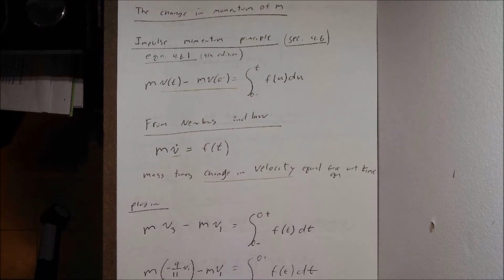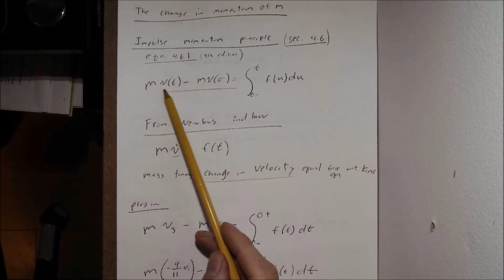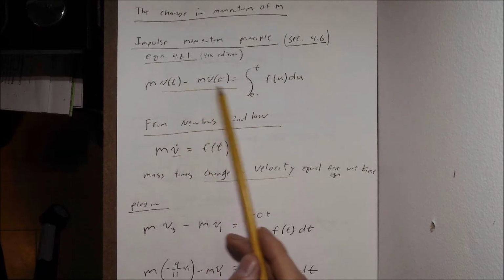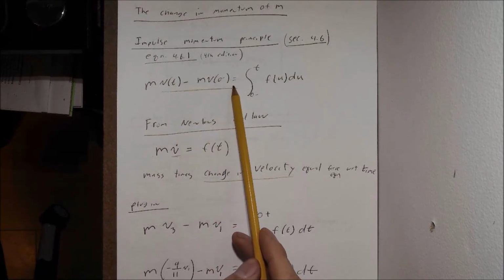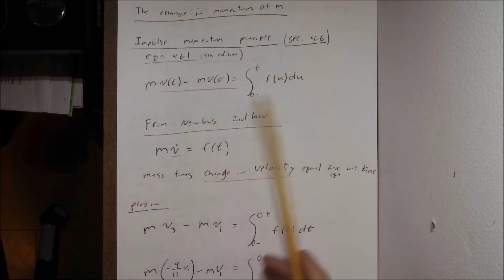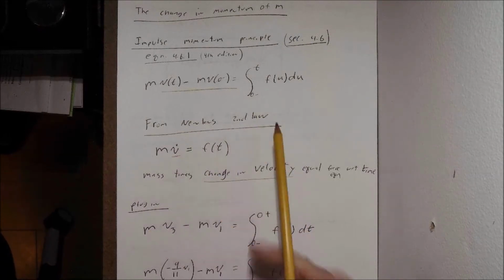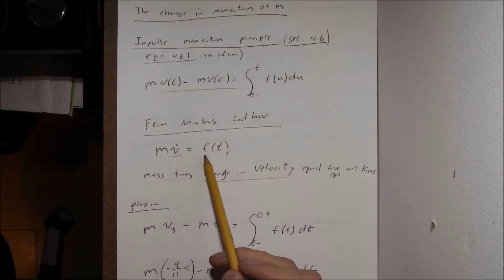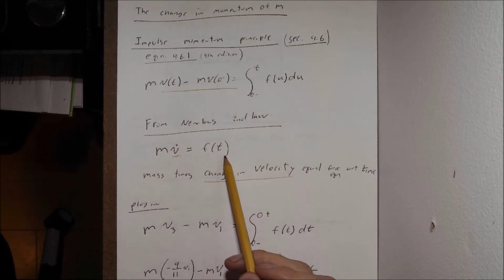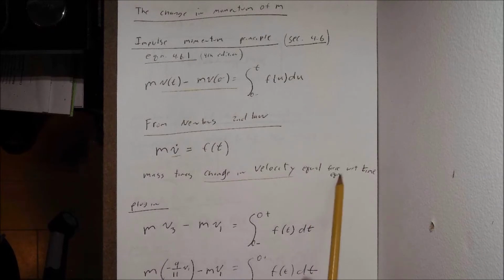So this impulse momentum principle in general form is m times v of t minus m v of our initial condition here for impulse is equal to the integral of f dt. So this is in general terms. Now from Newton's second law, we know that ma is equal to f of t, or m v dot is equal to our f of t here. So what we can do here is we can rearrange a little bit. So mass times the change in velocity equals the force equation with respect to time.